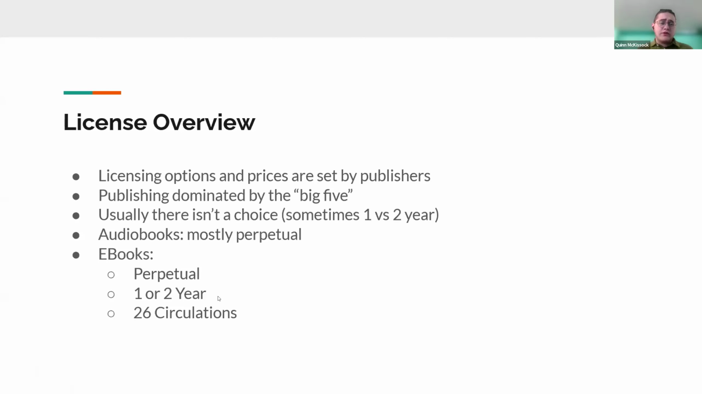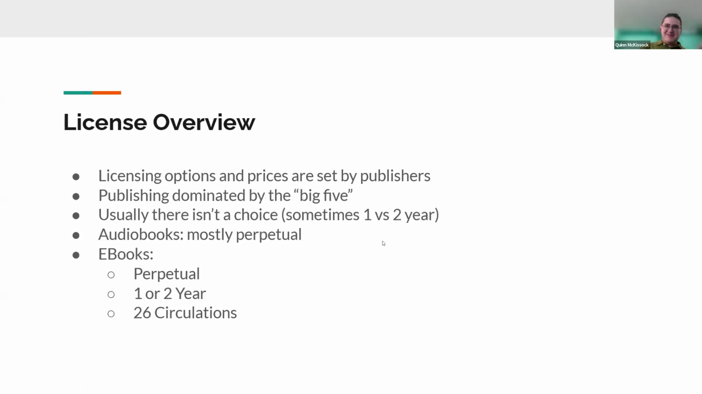The ebooks have more of a variety, right? Sometimes they're still perpetual, or we generally see a license that is limited either by time, most commonly 1 or 2 years, sometimes more, or by number of circulations, right? And the most common there is 26. We also see from some of the smaller publishers more complicated things, like either 2 years or X number of circulations, whichever happens first. But these are the most common licenses that we see.